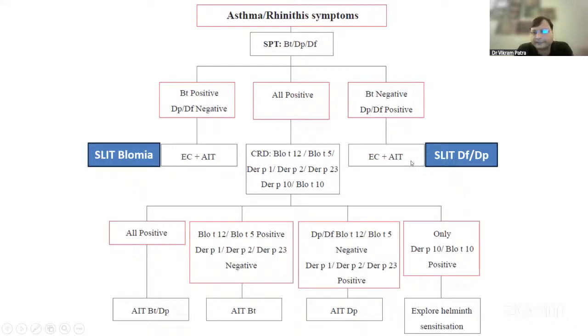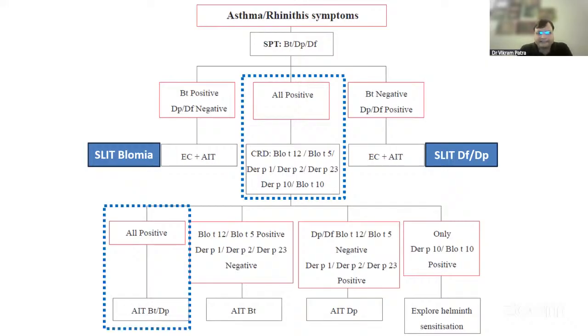I'm not going for skin prick test, because if it would have been DERP 10, Blomia would have also come positive. Now, here is the confusion. When everything comes positive, then what should you do? Then we have component resolved diagnosis: DERP 1, DERP 2, DERP 23, DERP 10, and then BLOT 5, which is the major allergen of the Blomia. But unfortunately, Blomia major allergen is not available in multiplex as well. It is available in multiplex, but not in singleplex.